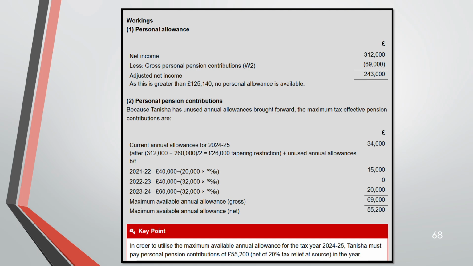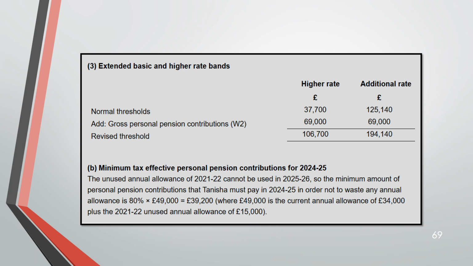And this is working number 3, where we have extended the basic and higher rate by using the gross personal pension contribution that we have just calculated in working 2. And part B, this is a little bit tricky question for most because it's not a calculation, it is advice. So work on your advice portion when we are going through a revision of tax. That's more important. What should be a minimum personal pension contribution so that you do not waste any annual allowances?